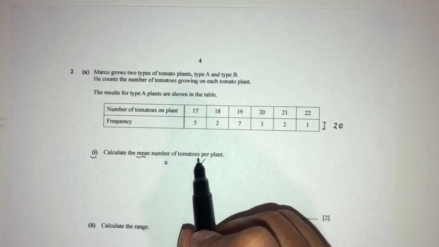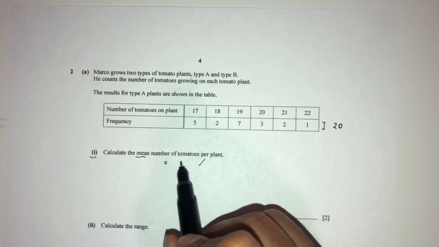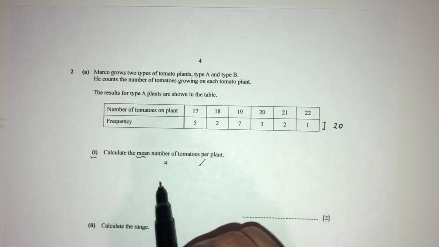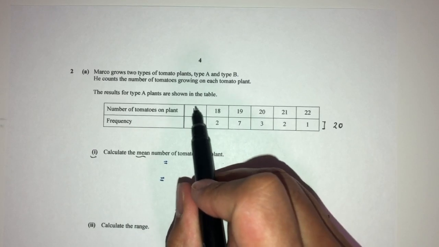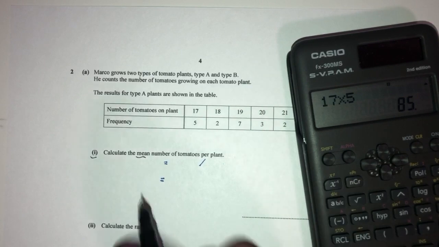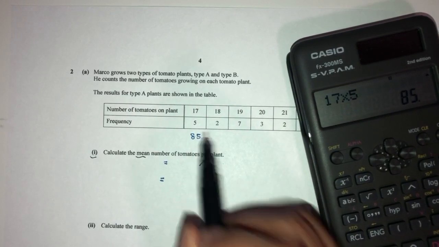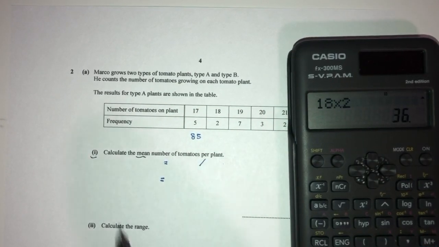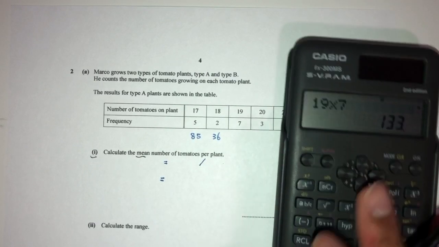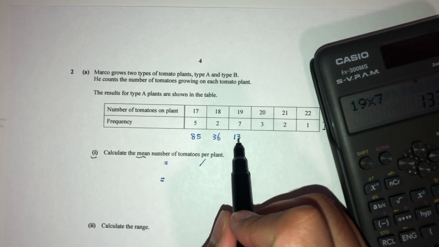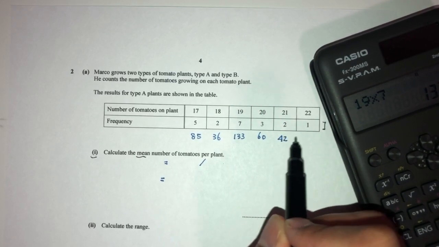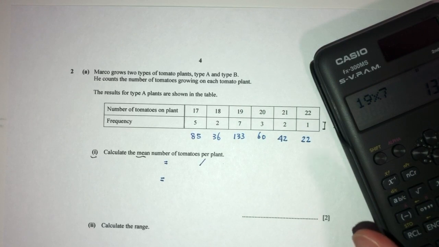So tomatoes on top, plants at the bottom. Total number of tomatoes on top, total number of plants at the bottom. So one by one. So 17 times 5, that'll give me 85. 18 times 2, 36. 19 times 7, that will be 133. That will be 60. That will be 42. That will be 22, right?